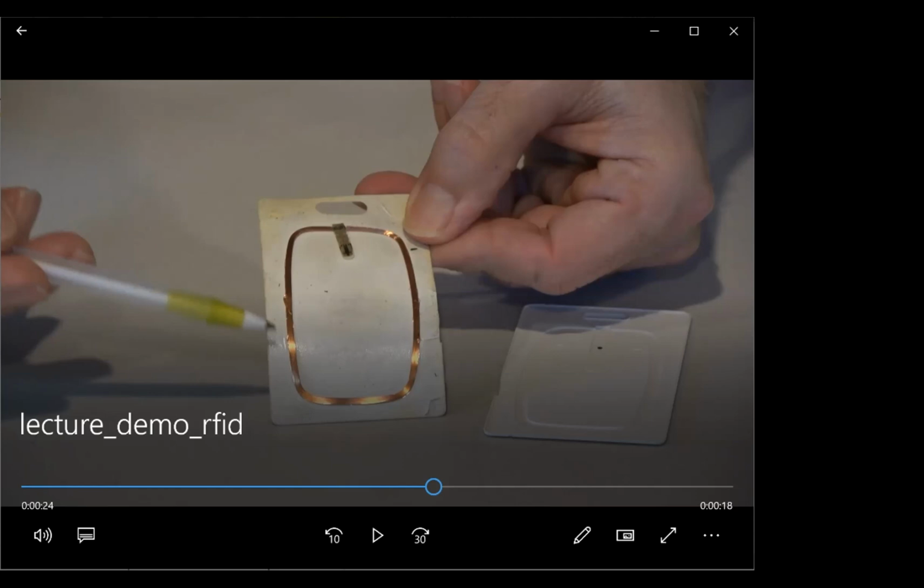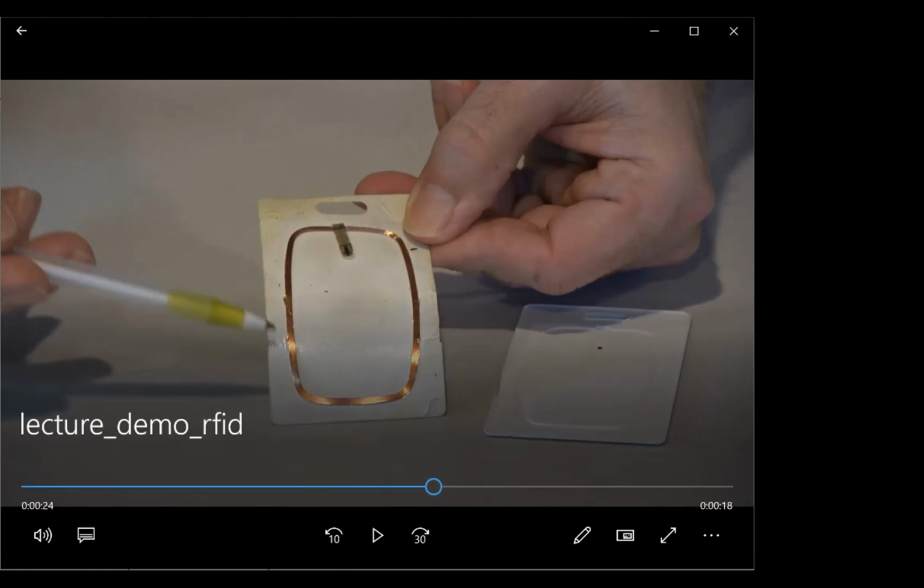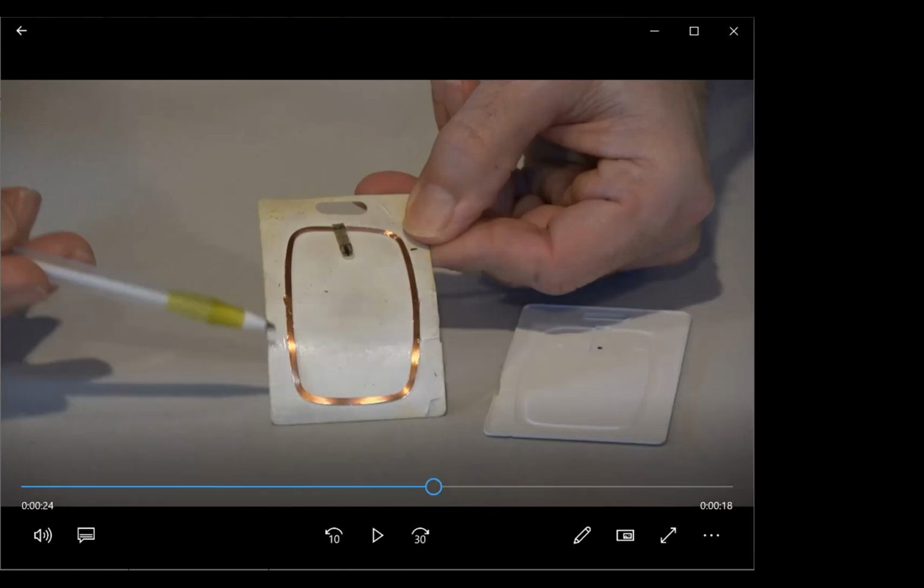Okay, and when we come back from our break, I'll show you one of my favorite demonstrations of the quarter. Sound good? Let's take a 10-minute break, and then we'll see my favorite demonstration.